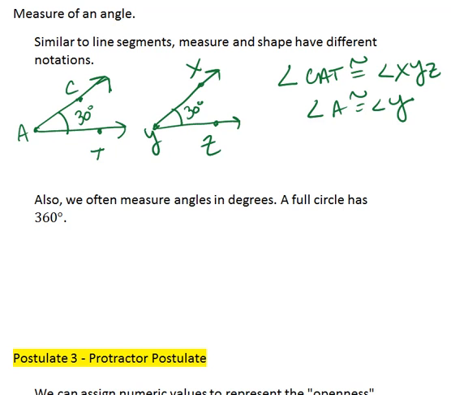If we're talking about their measure, though, that would be the measure of angle CAT equals the measure of angle XYZ, which equals 30 degrees. So very similar to line segments, when we talk about their shape, we use congruency. We use a slightly different notation than when we talk about an angle's measure, when we have numeric values. And in that case, we need these little m's out front.